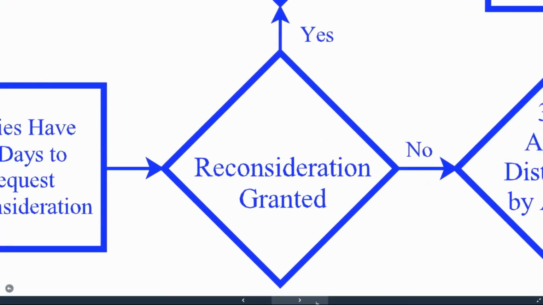If the reconsideration request is granted, all parties to the decision are notified. Granting of a request for reconsideration sets aside the administrative decision on the application in its entirety, and the status of the application reverts back to the status prior to the order of the state engineer.